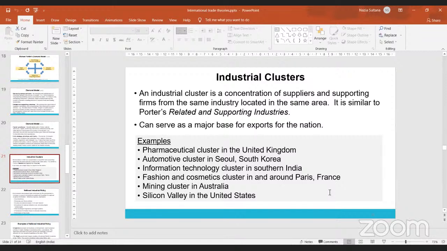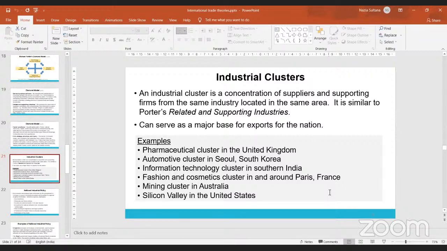So within an industry, you can have suppliers, competitors, and supporting industries who can come together and form some kind of clusters. You call such a setup, where you have a concentration of suppliers and supporting firms within an industry, a cluster. Cluster is nothing but a collection, right? A group. So you call it a cluster when you have supporting industries and suppliers who are together.